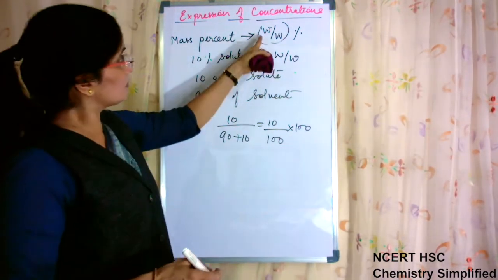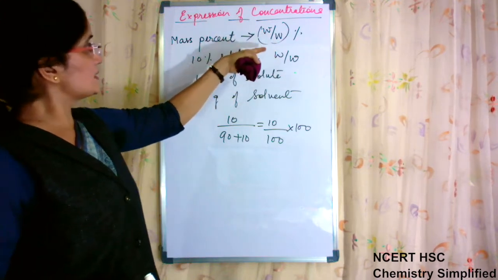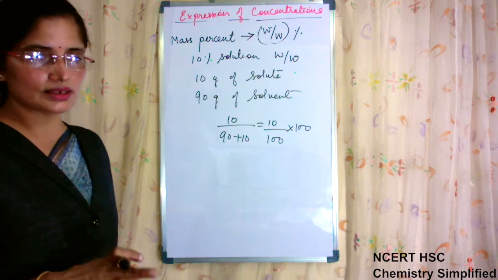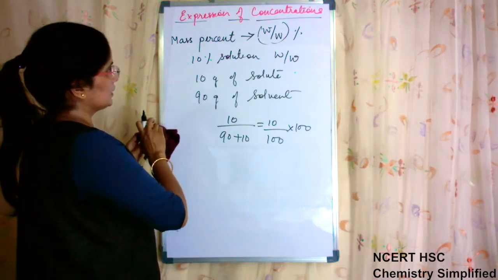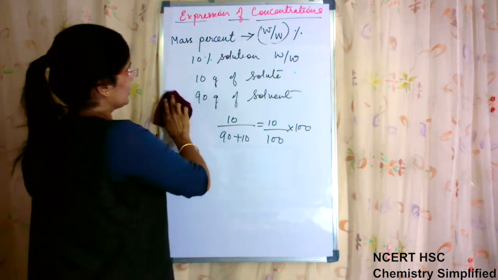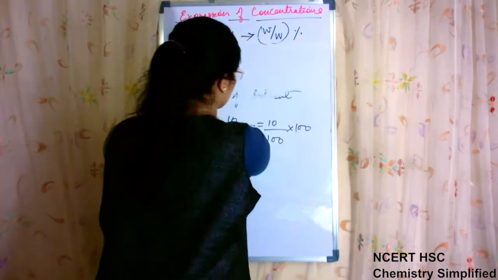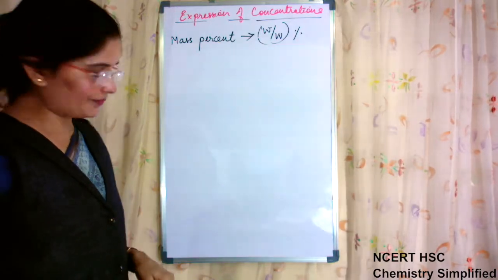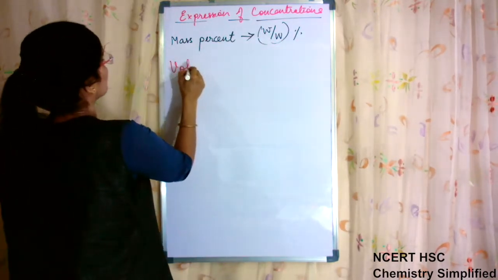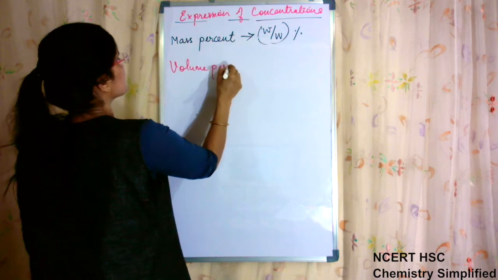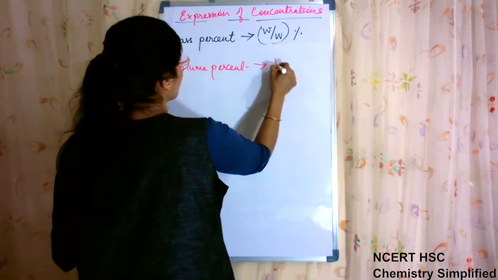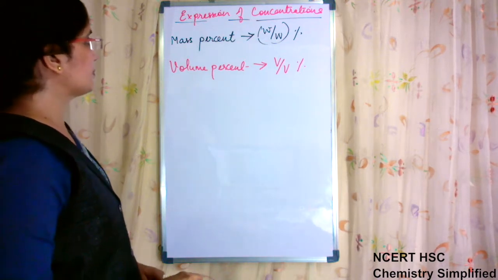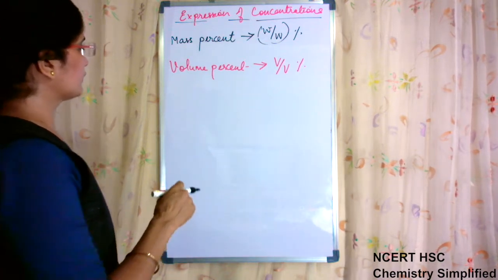So in which quantity, mass, volume or mass by volume, we are taking the percentage is important to understand. This is clear? Now instead of mass percent, if volume percentage is there, that means V by V percent. If this is the condition that we have to find V by V, then what will happen?